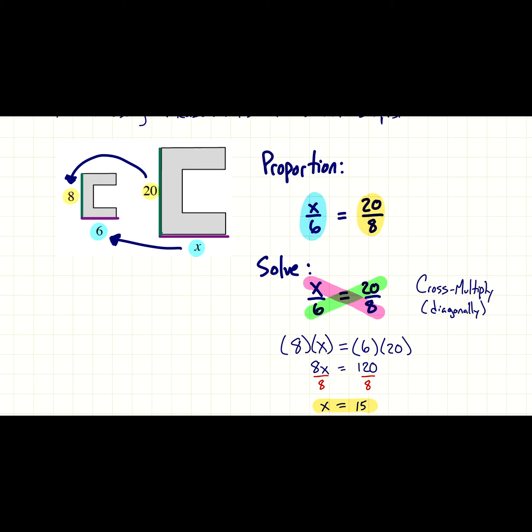That's pretty much the type of problems we're going to be working with, where you set up a proportion, you solve it, and get an answer. This is pretty much a test question that you might see. The only thing that might change is maybe I'm going to give you 2 triangles instead, instead of this weird C shape.